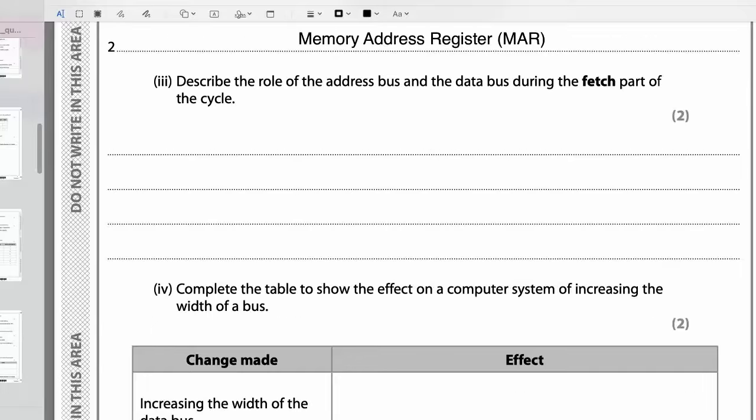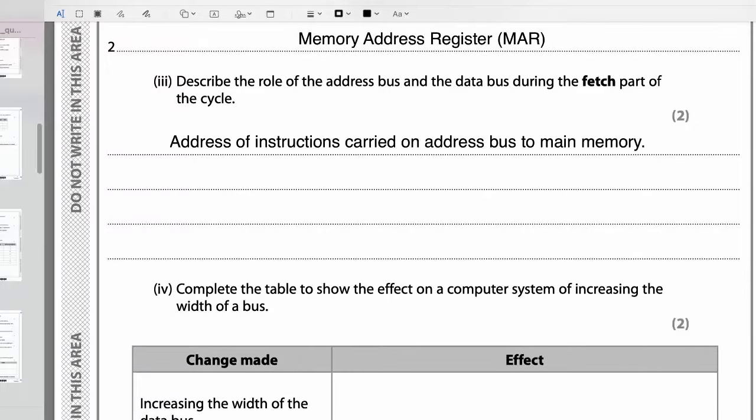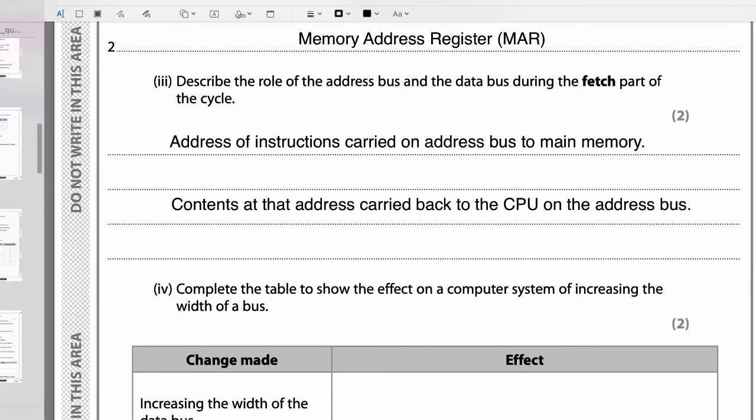3. Describe the role of the address bus and the data bus during the fetch part of the cycle. So what happens is the address of the instructions carried on the address bus to main memory, so where the instruction is that we need, that the processor is going to operate on, and then the contents of that address carried back to the CPU on the data bus, and that's 2 marks.